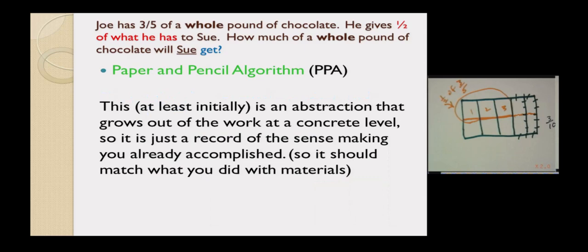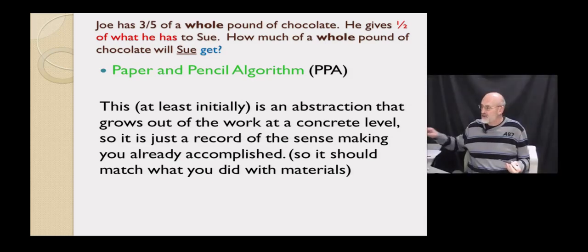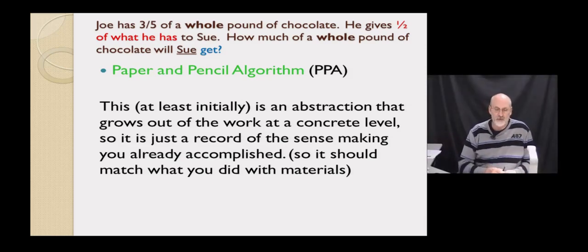And so now we're ready to look at the paper and pencil algorithm associated with this. And I'll just remind you again, let me go back. Just remind you that the paper and pencil algorithm should come late. It should come only after you've already done quite a bit of activity with materials so that the kids really have internalized exactly what it takes to be multiplicative, what kind of word problem structure it takes, what the operations look like at a very concrete level so that it really makes sense what it means to do when you're taking something like a half of 3/5.